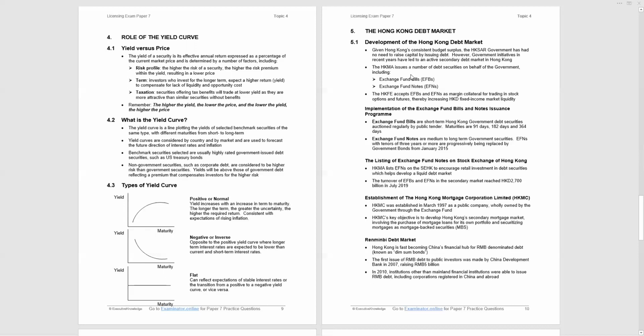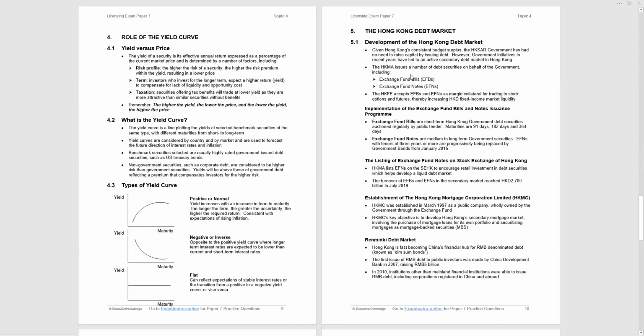Now the next one is the downward sloping yield curve, or negative or inverse. It's the opposite, as you can see, of the positive yield curve, where longer-term interest rates are expected to be lower than current or short-term interest rates. Now this often reflects a hike in short-term interest rates. So for example, a government puts up interest rates to try and combat inflation. But the short-term interest rates being higher is a short-term phenomenon, and the market will expect interest rates to come down. And then the flat yield curve, well, that can reflect an expectation of stable interest rates or a transition from a positive to a negative yield curve or vice versa.